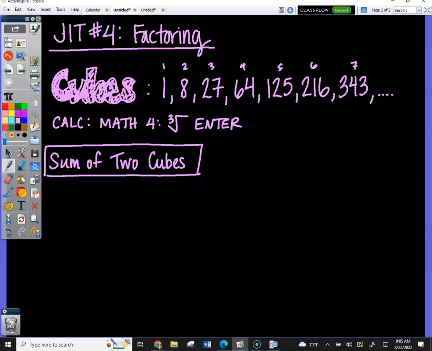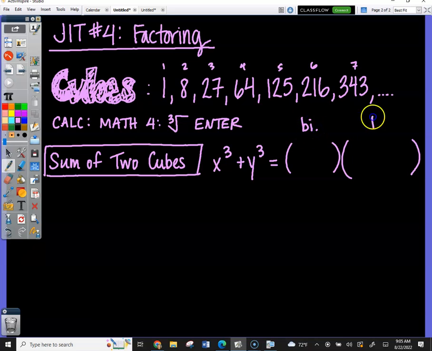And it looks like x cubed plus y cubed. Now, x and y here are in place of numbers or variables. They're just saying that the first term is a cube, then you have a plus sign, and then the second term is a cube. It will factor to a binomial times a trinomial every time. Every single time.